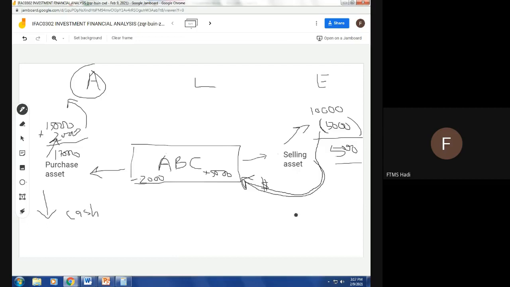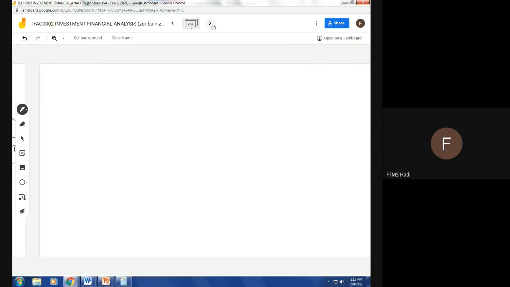asset. If you're selling asset, your asset will decrease, but your cash will increase. Because you are selling asset to someone and then your cash will be increased. But if you purchase asset, which is you add more asset, the cash will be decreased. So that is the first part. Okay, next part, which is liability.